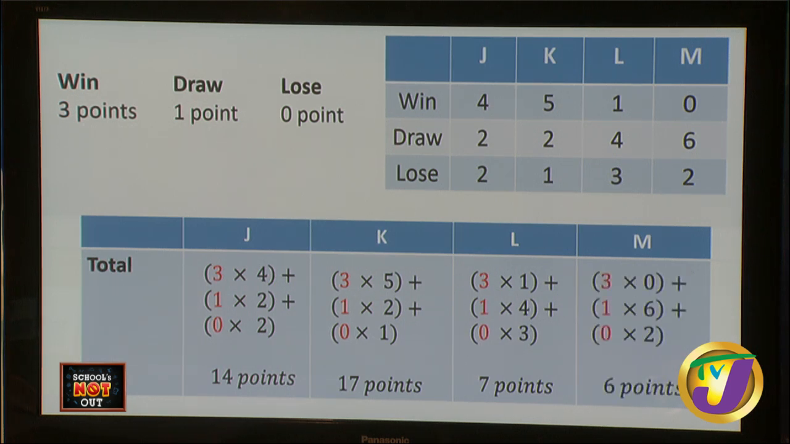Well, they won nothing, so that's 0 there. Yes. They drew 6 of their matches and 1 point for each. So 1 times 6 is 6. So 6 points.